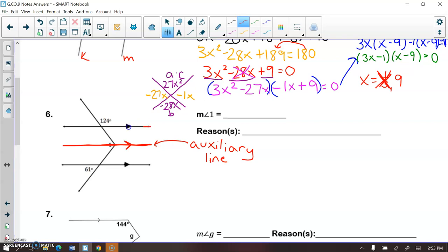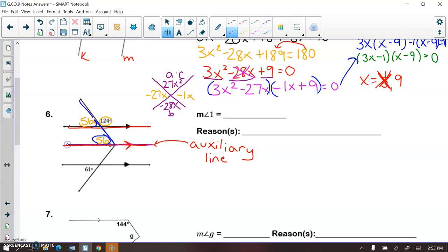All right, so looking at that auxiliary line with this parallel line and this transversal, this angle right here and this part of angle 1 are corresponding angles. So this angle and this angle are a linear pair. So if I do 180 minus 124, I would get that this angle here is 56 degrees. Which means that this part of angle 1 is 56 degrees as well.